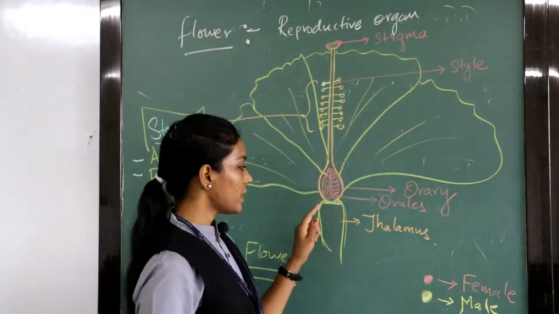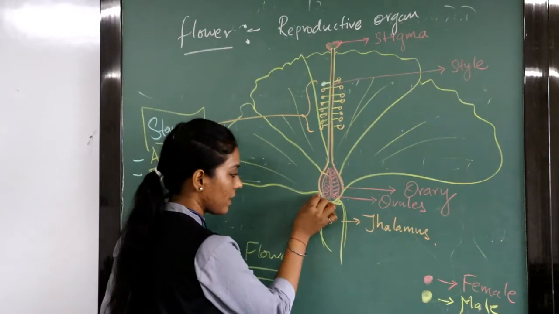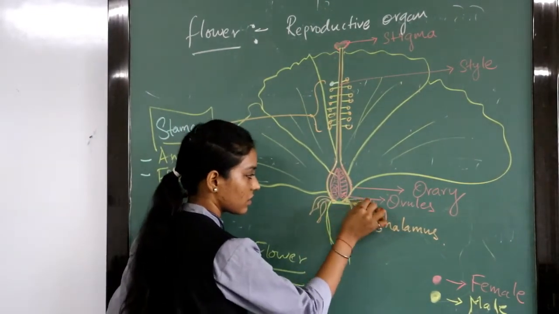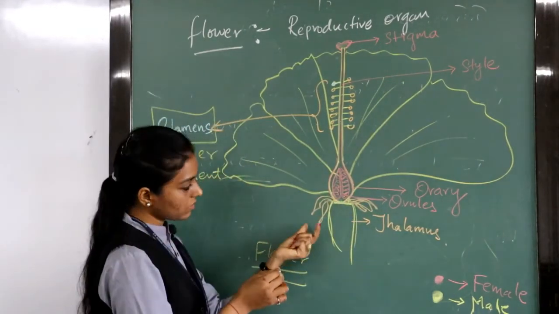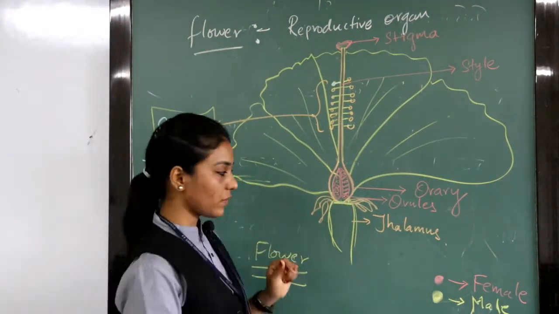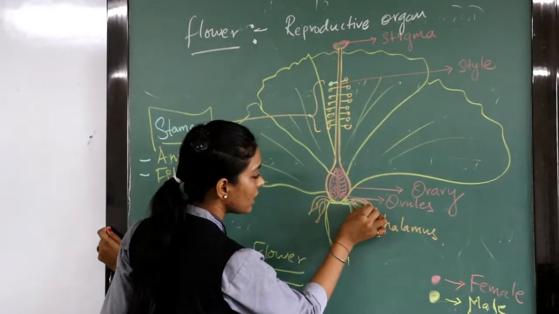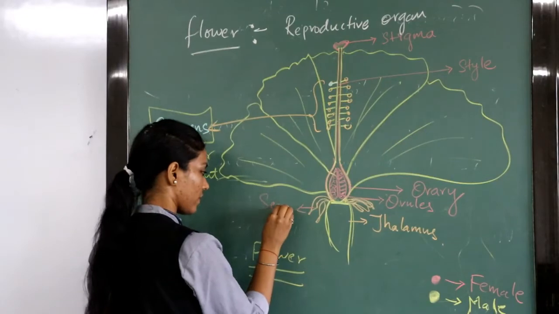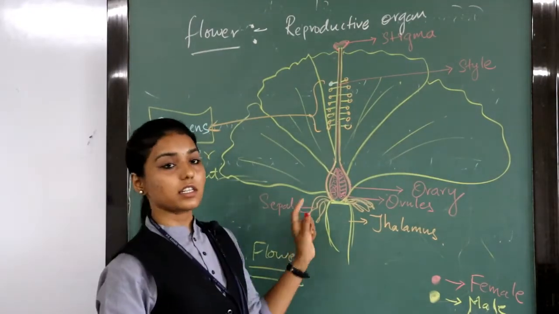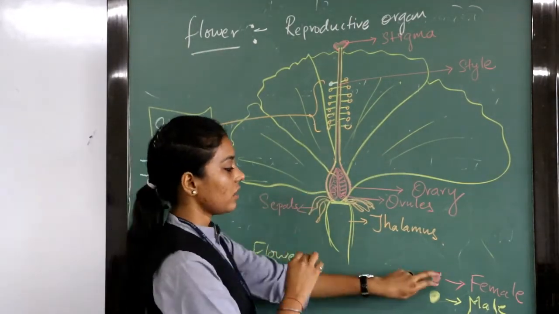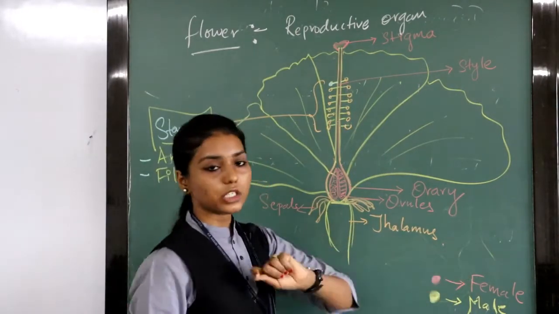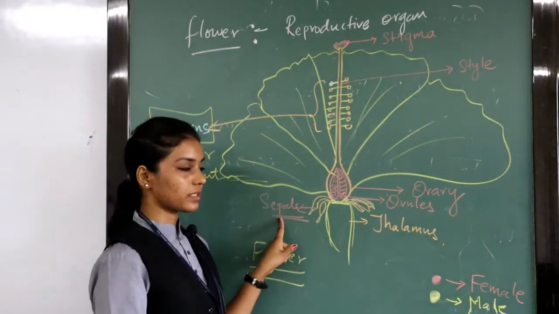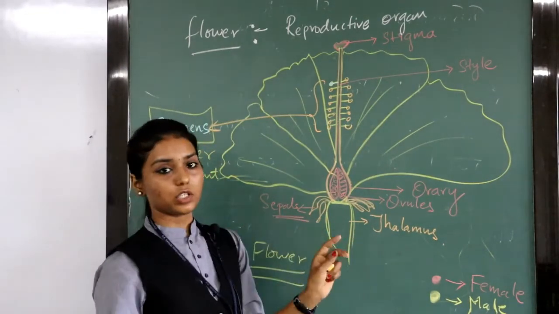Thalamus. But this thalamus sometimes has small, sharp, thin, leaf-like structures. These small thin structures are called sepals. They are the other accessories of a flower. They are not considered reproductive organs. They are the accessory part, which consists of sepals. Sepals and thalamus are not the reproductive parts of a flower.